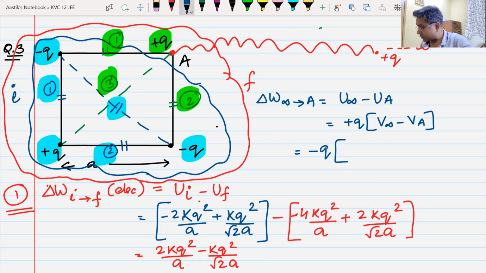What is the potential created at point A? Minus 2Q into K by A. This is the potential created by the two negative charges, plus the potential created by the positive charge, K Q by root 2 A. And that is your answer.